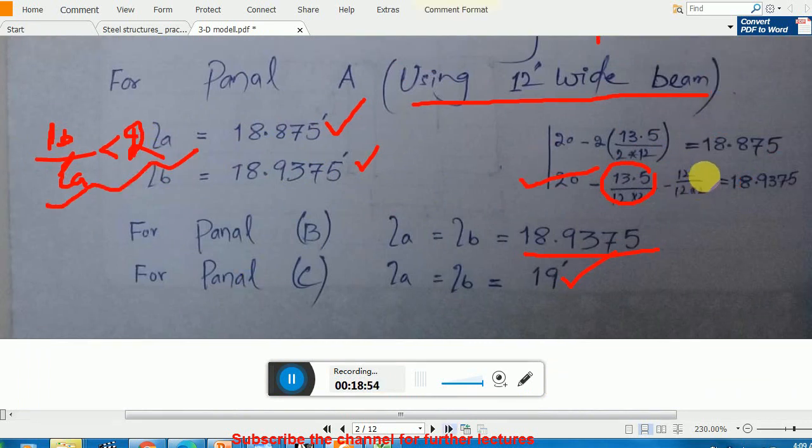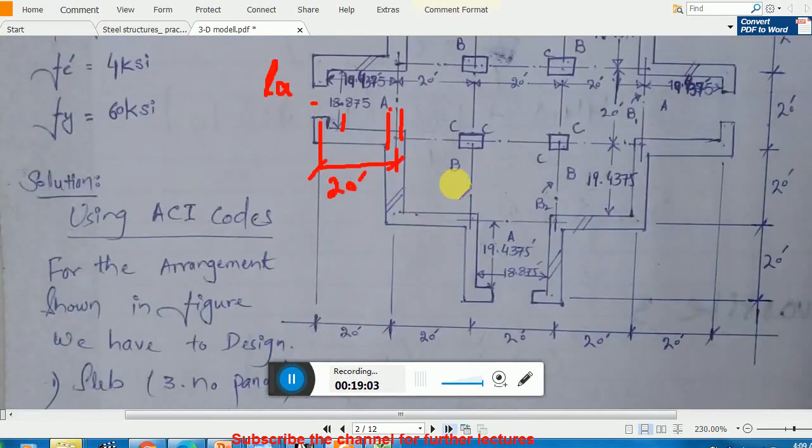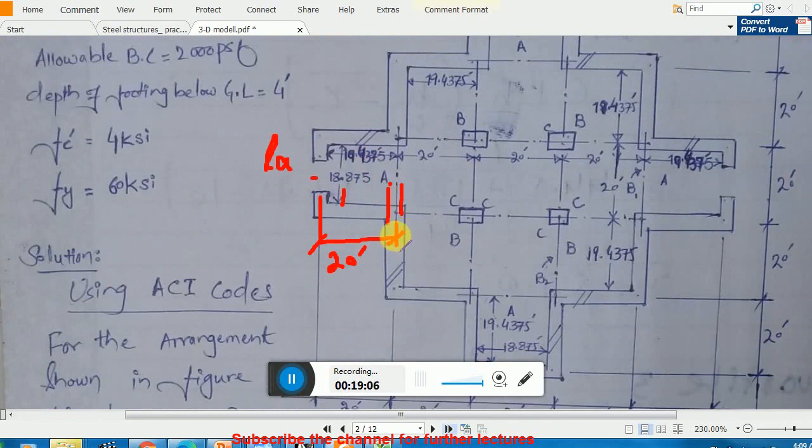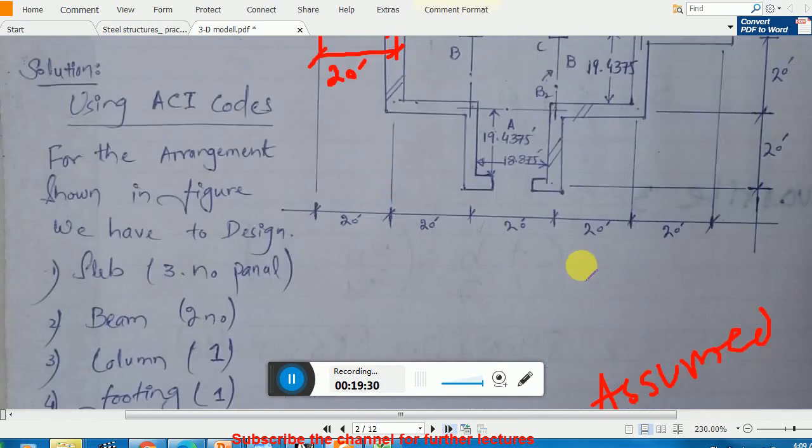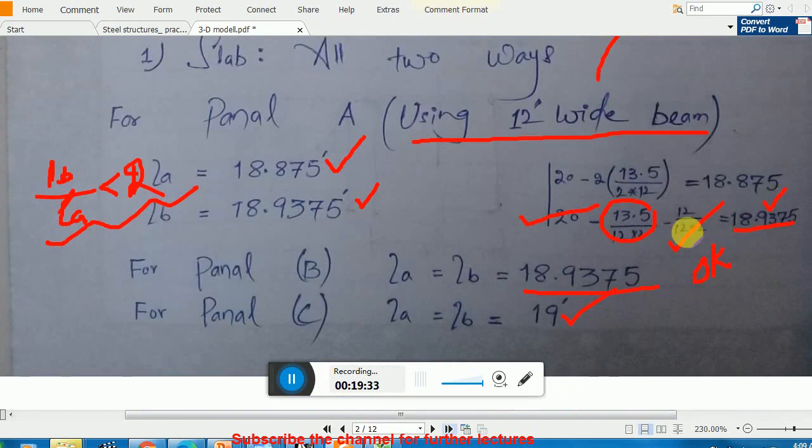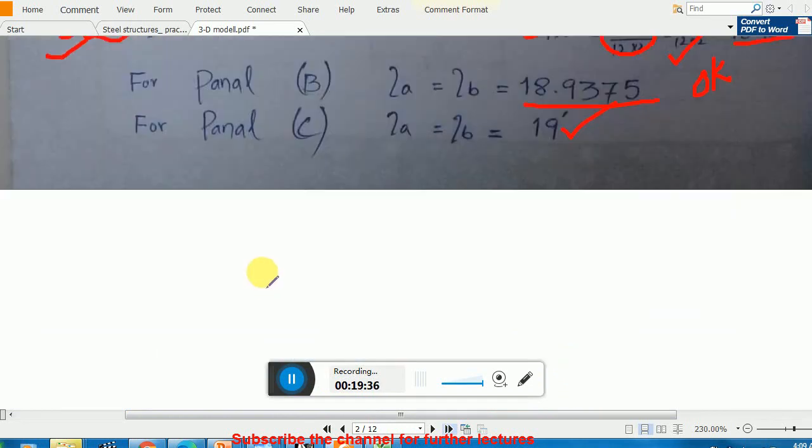Students, one thing you must make sure is that this calculation here is okay. This 18.93 is okay, because in the case of panel A, the center to center distance is 20 feet, and this is a 12 inch beam. So how much will the clear spacing be? From 20 you have to subtract half of 13.5 and half of 12 inches. That's why this calculation is okay, so please make a correction for this.